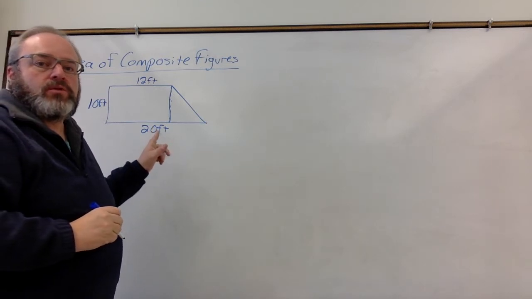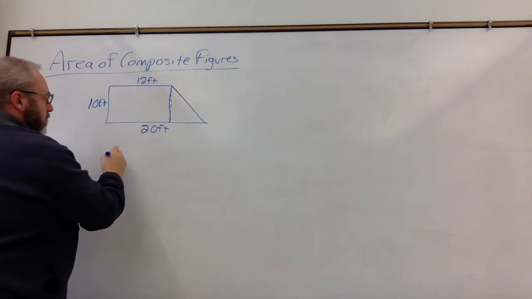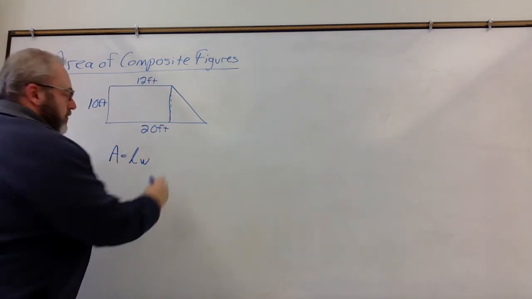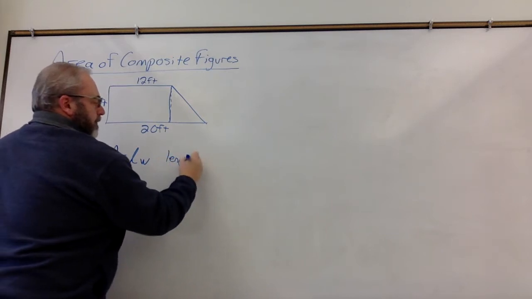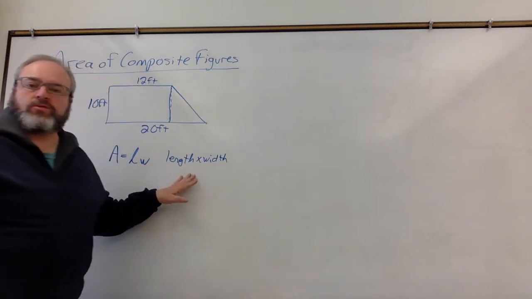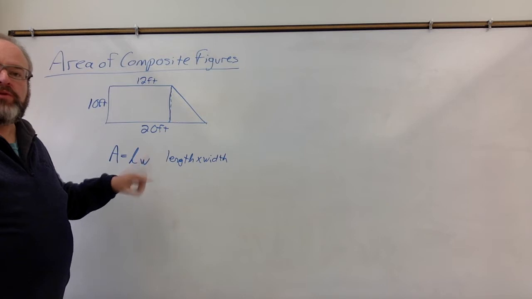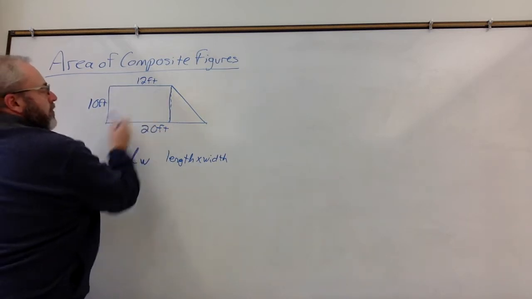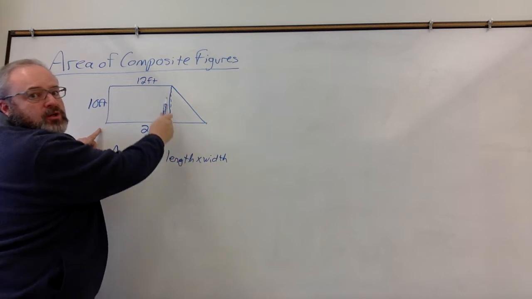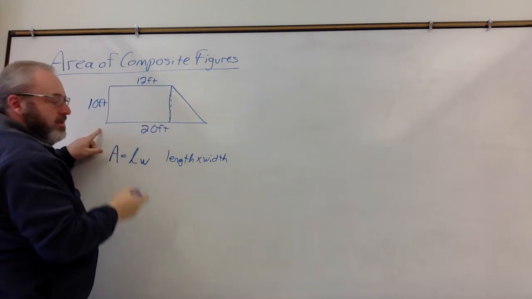So let's start with the rectangle. To find the area of rectangles, that's length times width. It's one of the easiest ones we do. So you simply take the length and multiply by the width. Now, we've got a 12 up here and a 20 down here. The 20 is for the entire length of the figure. We only want the rectangle, so that would be the 12 times the 10.